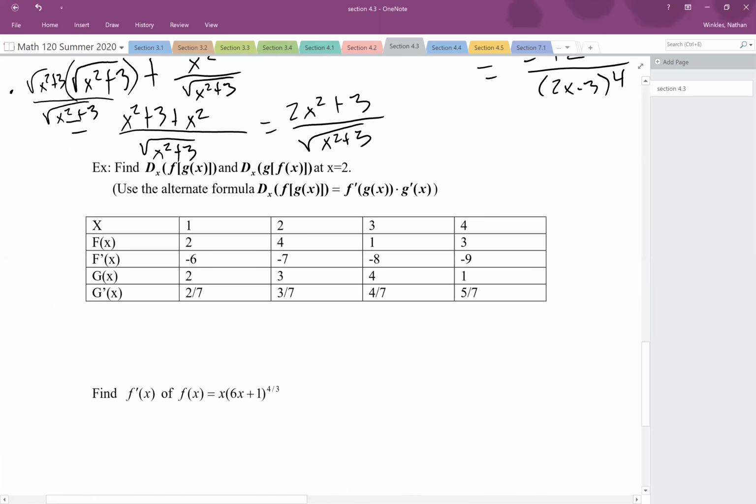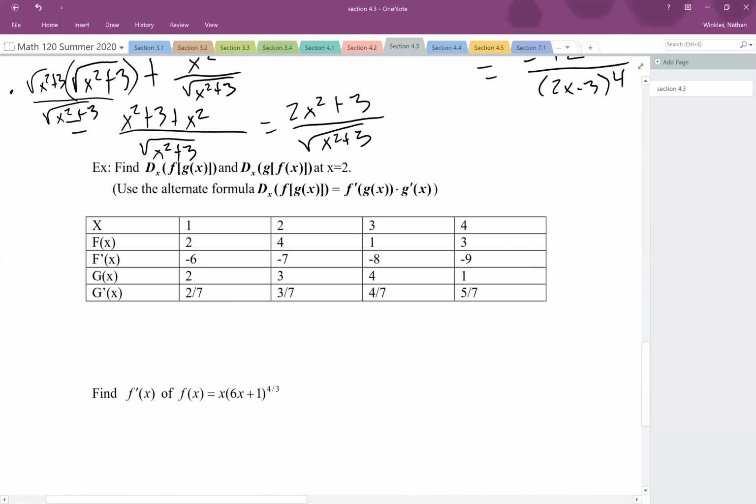So the next thing we could do is we could be given a chart. It says find d sub x, so the derivative with respect to x, of f composed of g of x, and vice versa, the derivative with respect to x of g composed of f of x at 2. So if we use the formula that d sub x of f of g of x is equal to f prime of g of x times g prime of x, what we're really trying to figure out here is we need to find both of these.